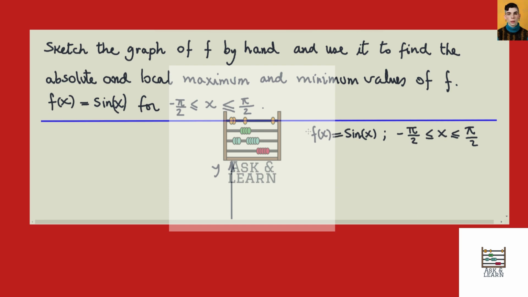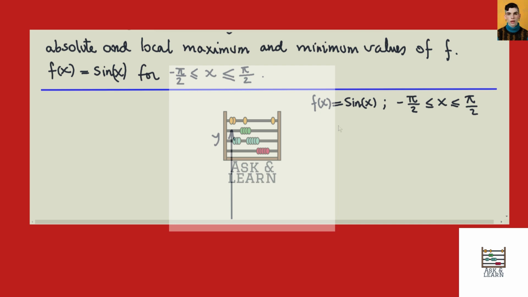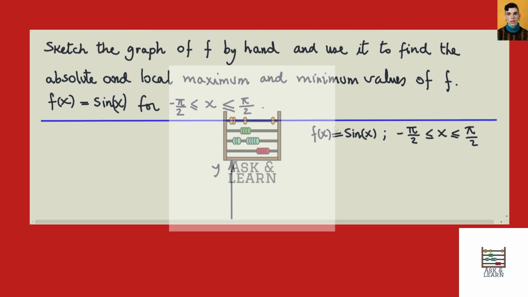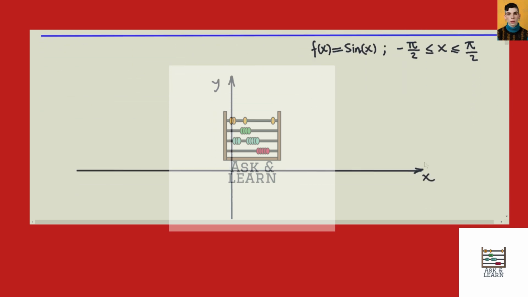We are going to sketch the graph of the function sine of x for x greater than or equal to negative pi half and less than or equal to pi half. That is defined on the closed interval from negative pi half to pi half. And with that graph, we are going to find the absolute and local maximum and minimum values of the function.